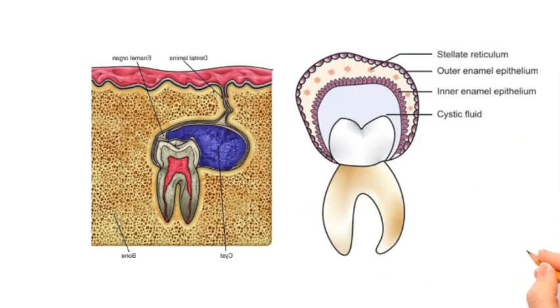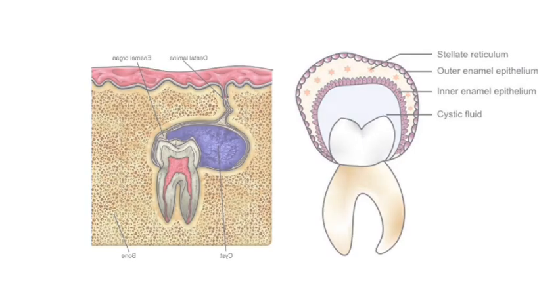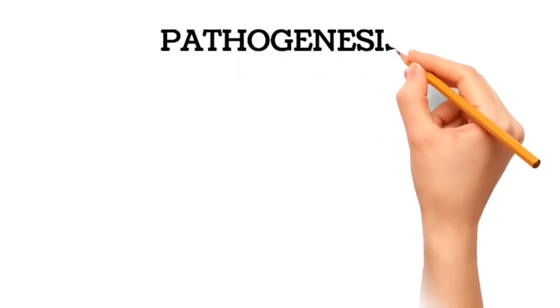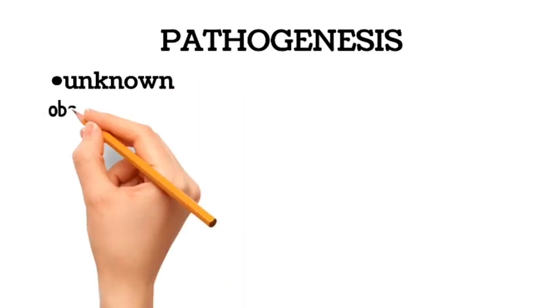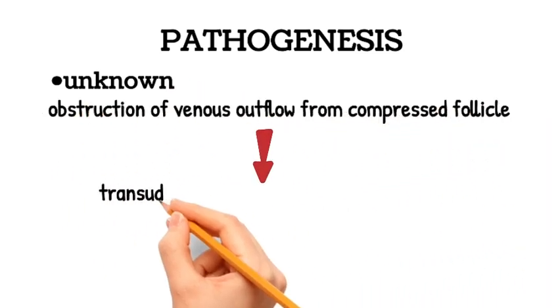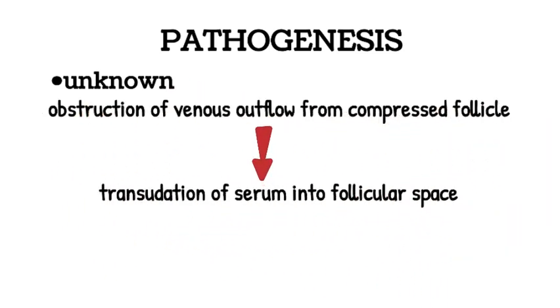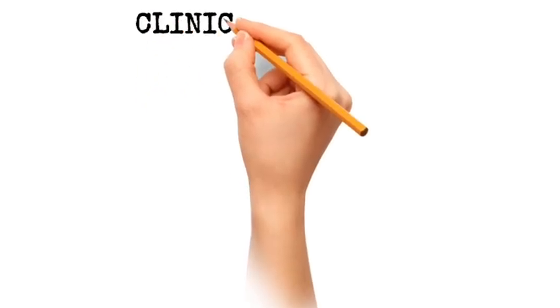Now, in both the diagrams, we can see that the crown of the impacted tooth is covered by the cyst and the lumen of the cyst is filled with cystic fluid. You can draw these diagrams in your university exam to make your answer more presentable. The pathogenesis of the dentigerous cyst is usually unknown, but it is assumed that it occurs due to the obstruction of the venous outflow from the compressed follicle, which results in the transudation of serum into the follicular space, which leads to the formation of the cyst over the crown of the impacted tooth.